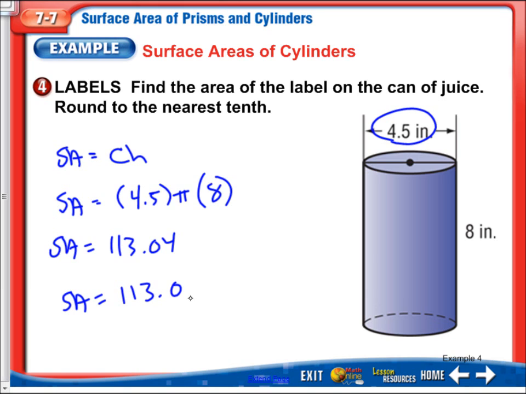113.0 inches squared. Now, in this case, you do want to include the 0.0. It shows me that you are rounding it. You're, in fact, rounding it. If you just said 113, that would be an exact answer, which, in this case, it's not. So 113.0 would be correct.